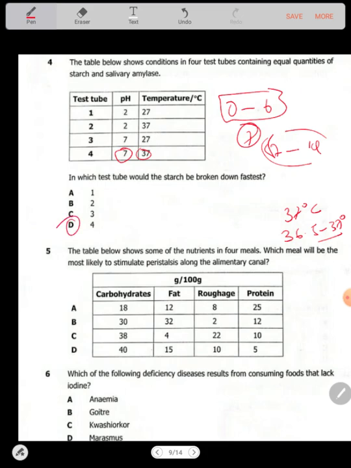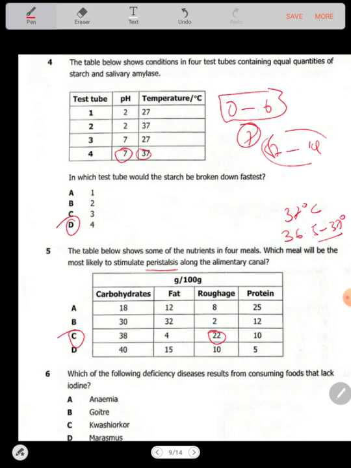The table below shows some of the nutrients in 4 meals. Which meal will be the most likely to stimulate peristalsis along the alimentary canal? Now, in terms of peristalsis, you need roughage. No other things are needed here. The only thing that you need is a lot of roughage. That's all in terms of peristalsis. Here has got a lot of it. And the answer is C.